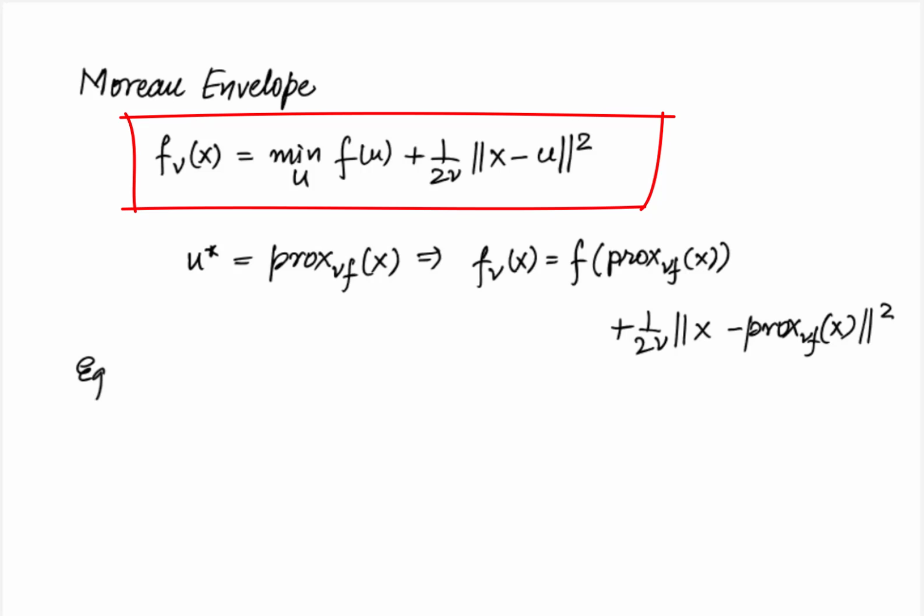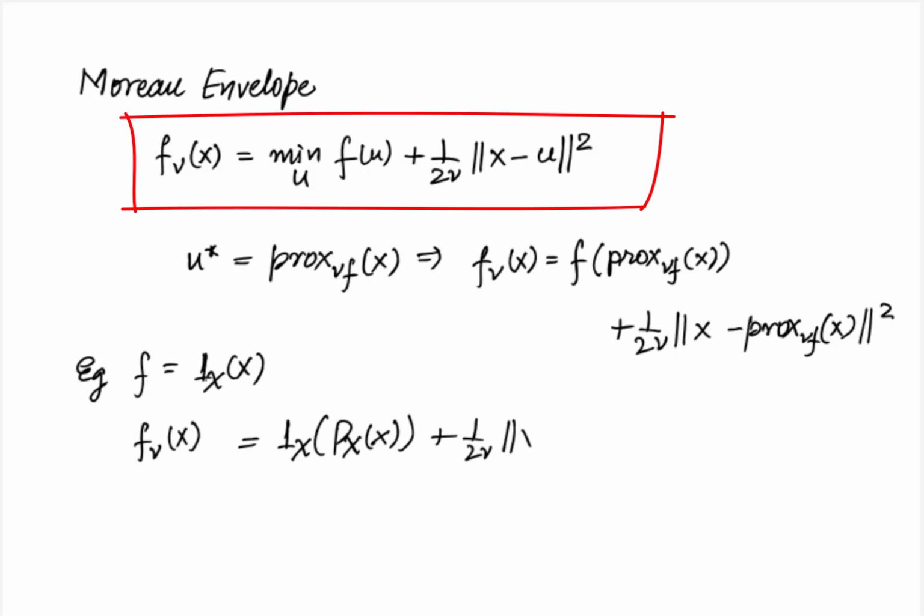approximation. For instance, consider the indicator function. We already know that the indicator function is non-smooth, particularly at the boundary of its domain. So let us consider the function f equal to the indicator function of calligraphic X. Then f_ν is given by the indicator function of X evaluated at the projection of x onto X, plus 1/(2ν) norm squared of (x - projection of x onto X). Here the first term will cancel, so we will be left with 1/(2ν) times the distance of x from the set X, whole squared, which we have already seen to be a smooth function.